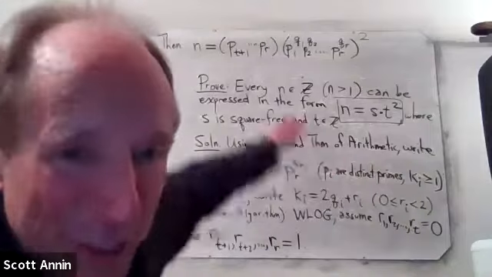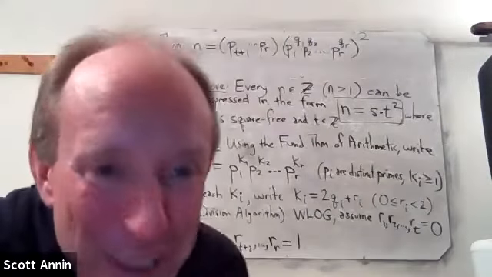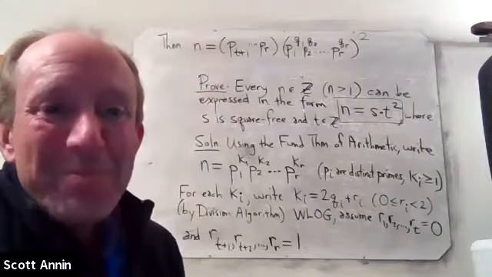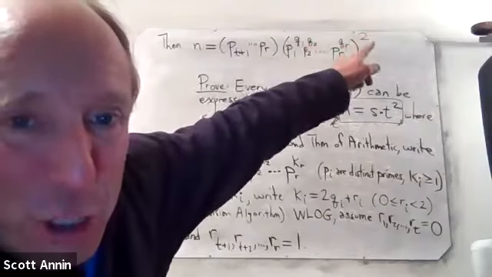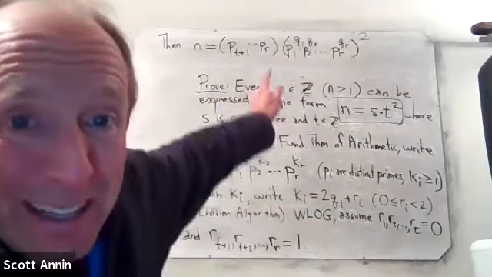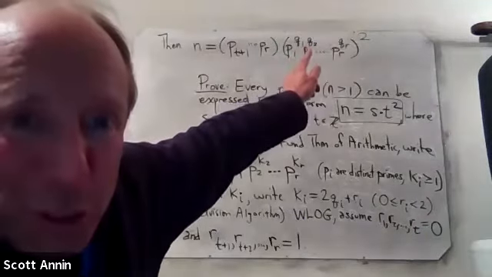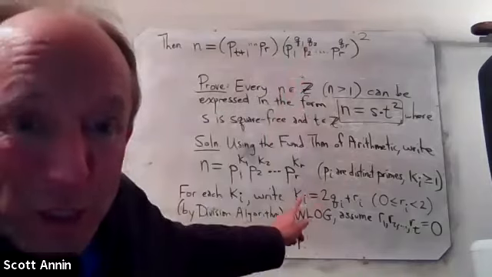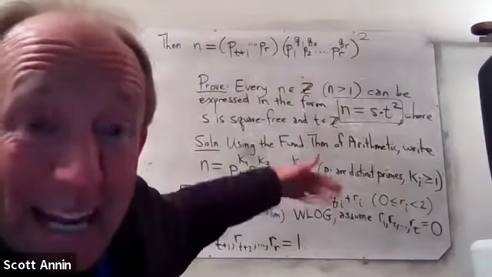So if you were to multiply that out and look at your exponents, the exponent of P1 would be 2Q1, which is K1. The exponent of P2 would be 2Q2, which is K2. It's exactly what it's supposed to be, right? And so on and so forth.